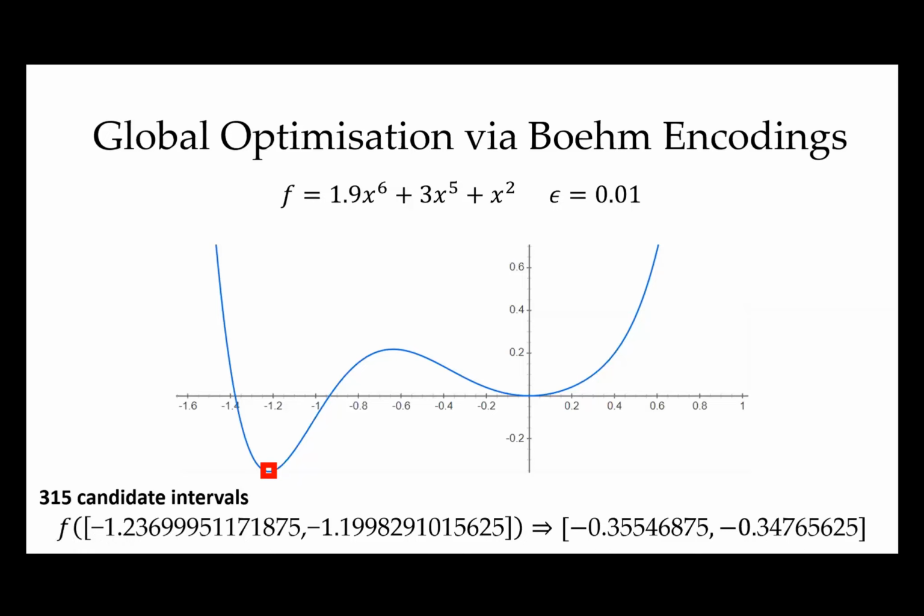So that's how this global optimization, this branch and bound approach, works using these encodings. We can see how very quickly we've got this convergent global optimization working. It's only for 1-dimensional here. We can extend it to multiple dimensions though.